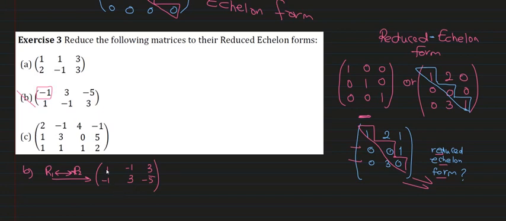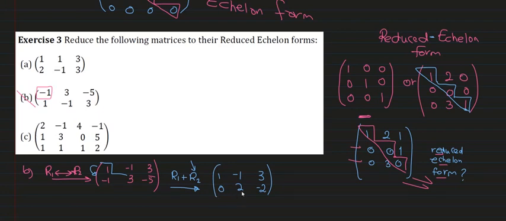What else? We need to use this one in order to eliminate the element below it. We will take row 1 as it is and add it to row 2, right? Because they are already additive inverses of each other. Their addition is 0. So row 1 will be without change. Row 2 will be added to row 1, and the result will be placed in row 2. So here we have 0, negative 1 plus 3, this is 2, and 3 minus 5, this is negative 2.